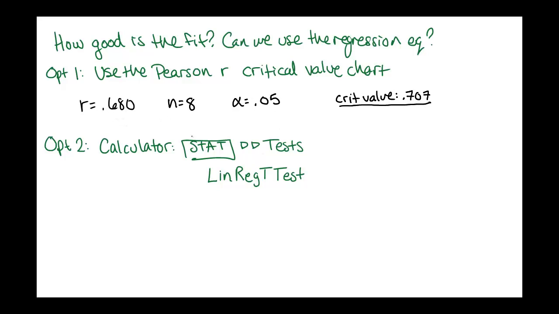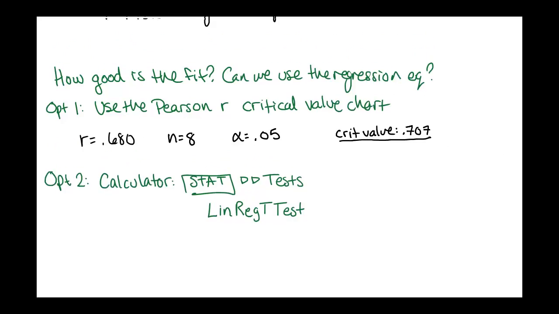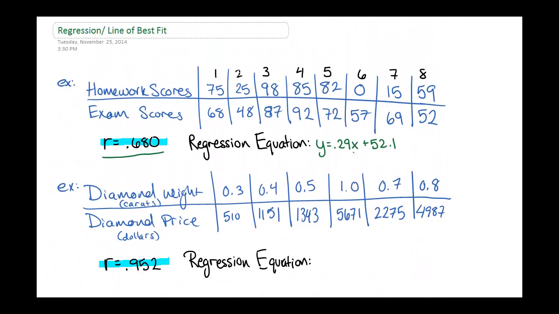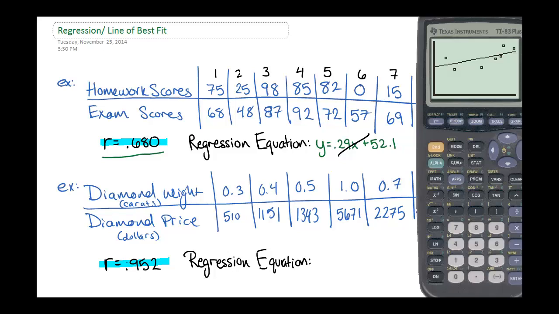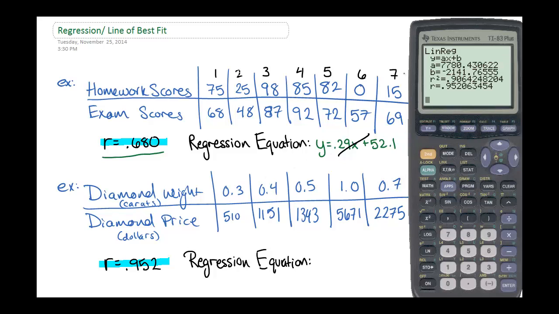So based on this critical value, we would say that there's not enough correlation for this particular data set to be able to use this regression equation to make really reliable predictions. In comparison, if we look at the diamond weight and diamond price example, we know that this was a higher R value. So let's go ahead and look at that regression equation. So I went ahead and just entered this data in for the diamond weights and prices. And here's our regression equation.